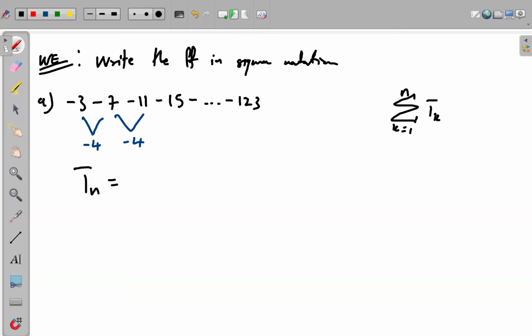Now we go to our general formula for the arithmetic series, A plus (n minus 1) times d. In case you missed this, that's what it is. So A here is a -3, and then this is going to be general.